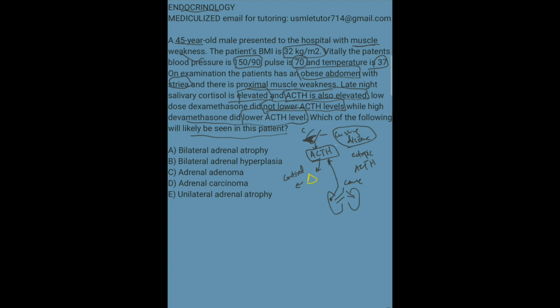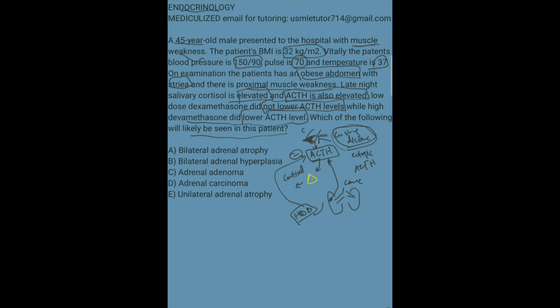So now, how are you going to differentiate whether this ACTH is coming from the pituitary or from the lung cancer? For that, you do the high-dose dexamethasone suppression test. Remember, a low-dose dexamethasone suppression test is just the initial test. That kind of confirms that it is Cushing's, but it does not tell you if it is Cushing syndrome or Cushing disease. So if the high-dose dexamethasone suppression test suppresses ACTH, that means that it is Cushing disease, that is the pituitary.